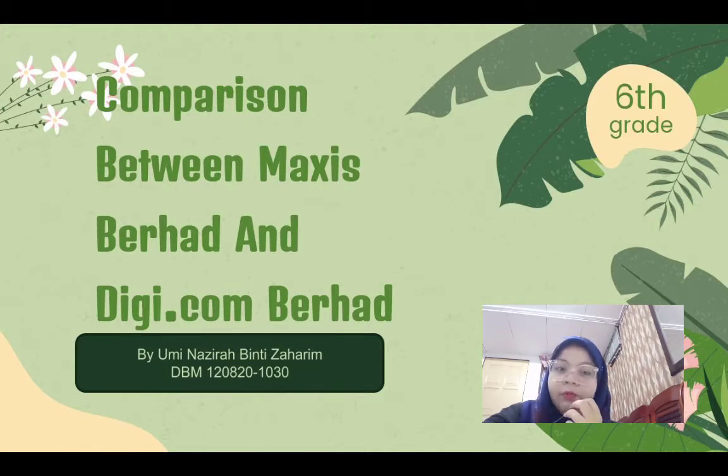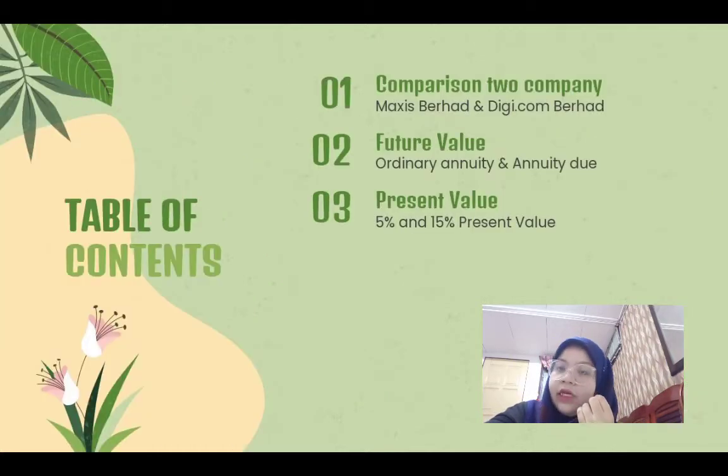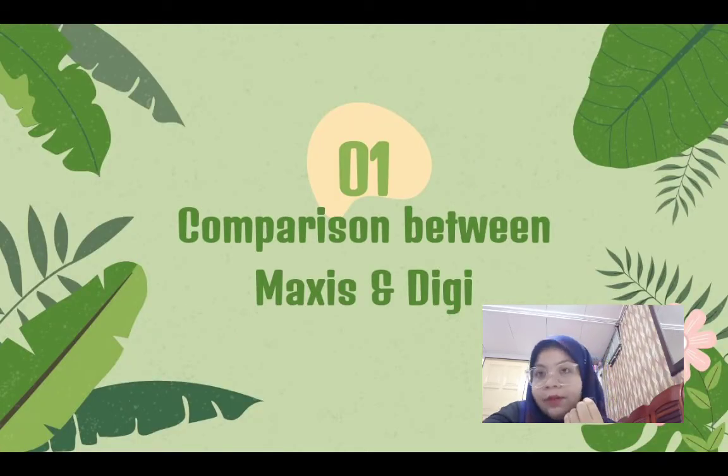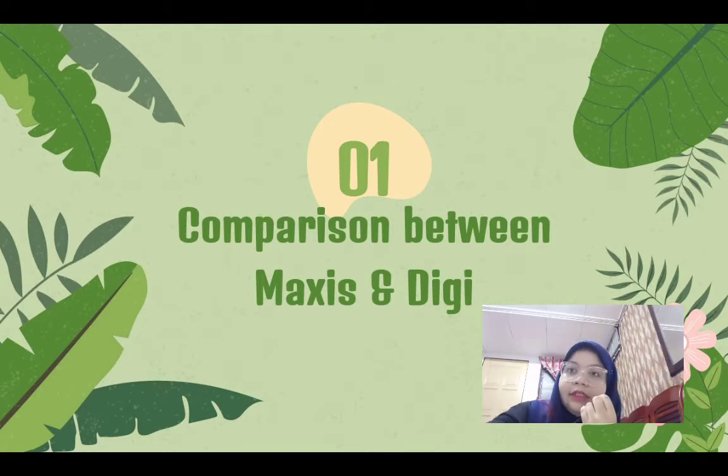Today I want to present about two companies that I chose for this assignment, Maxis Berhad and DiGi.com Berhad. In this task, I need to calculate financial ratios such as liquidity ratio, solvency ratio, profitability ratio, efficiency ratio, and return analysis.